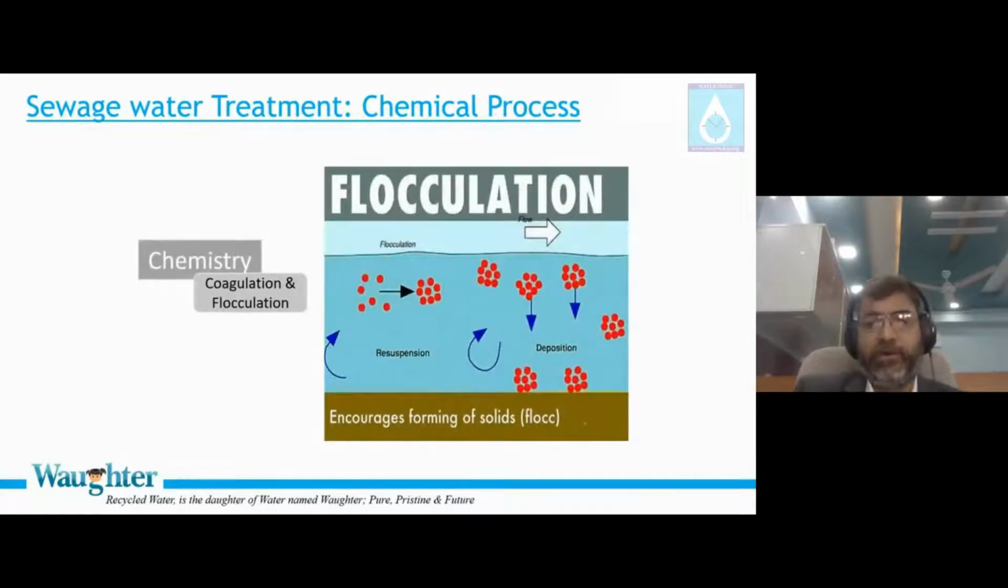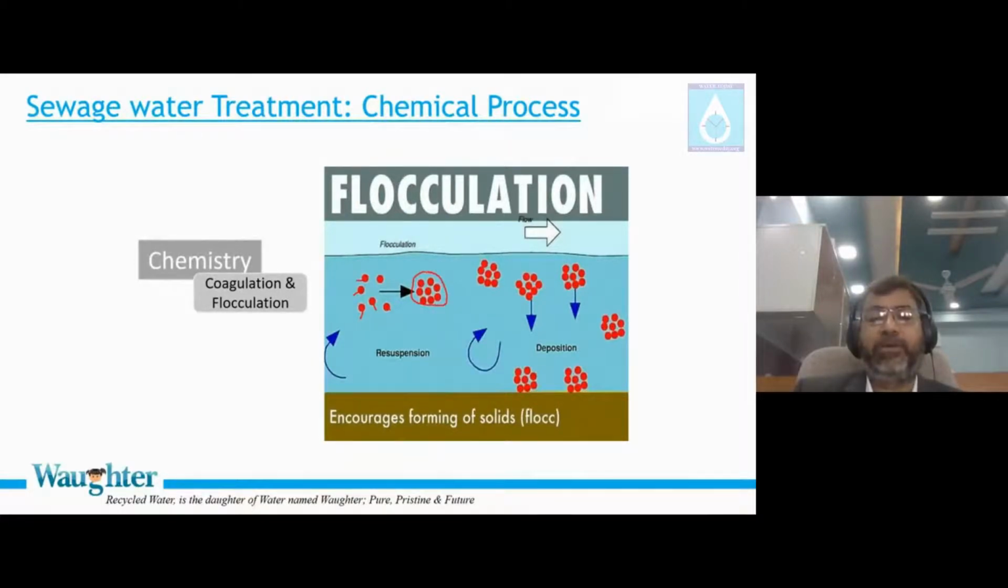Second step is flocculation. Flocculation means things very simple. These are the particles which are coagulated. Maybe 1, 2, I'm just trying to draw. These are the particles which are already coagulated. So they will come on their own near each other because of van der Waals forces of attraction.